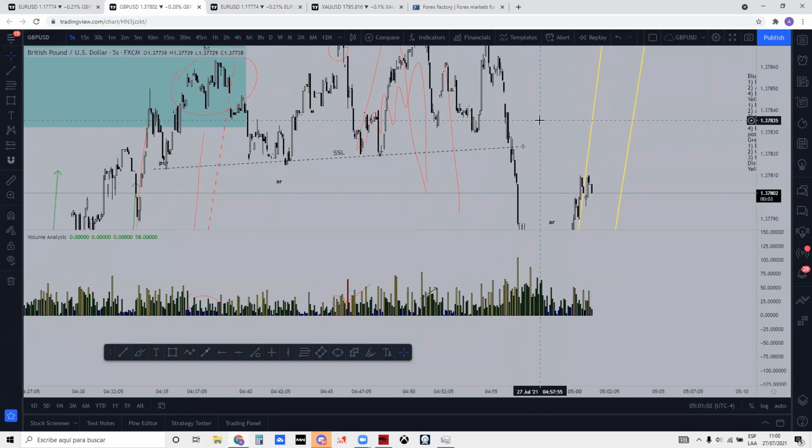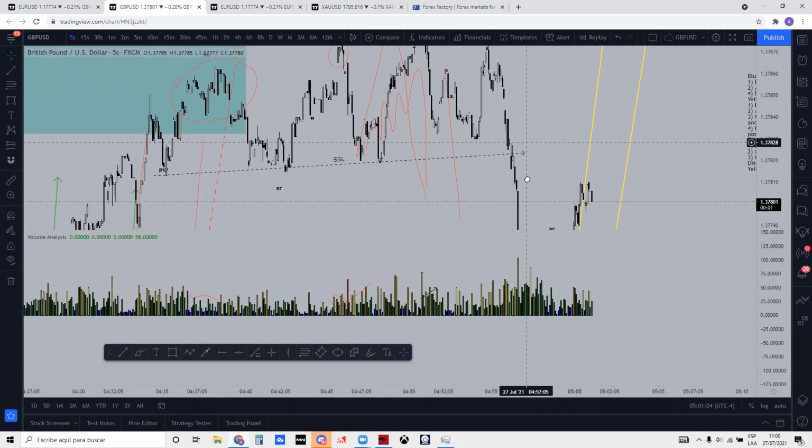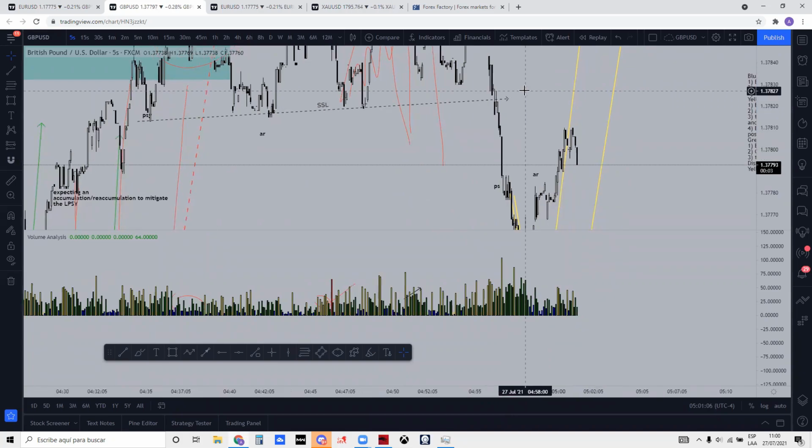If you know how to read volume very well, your win ratio is going to be high no matter what. That's the good thing about volume.